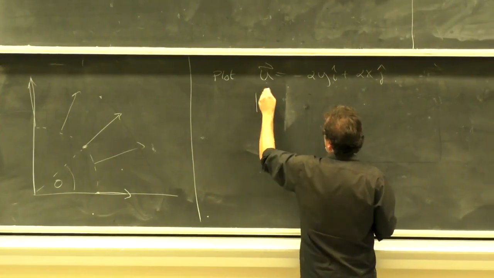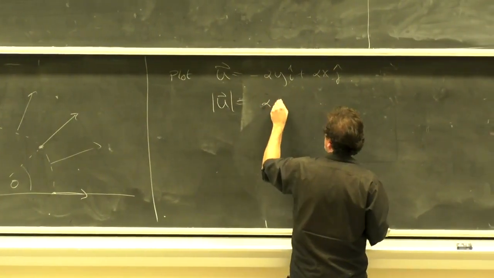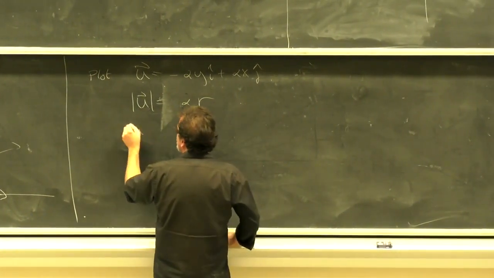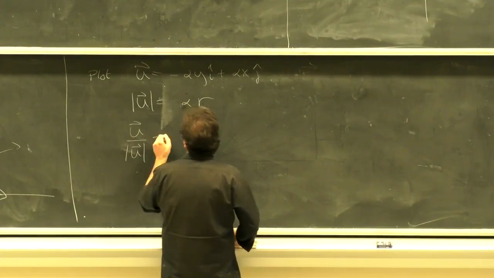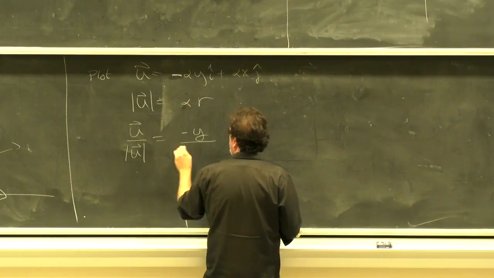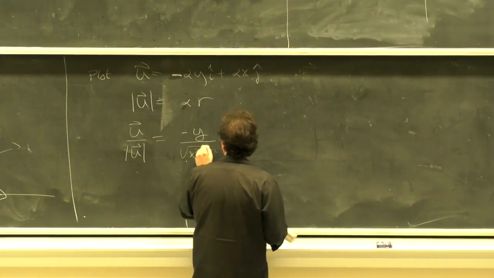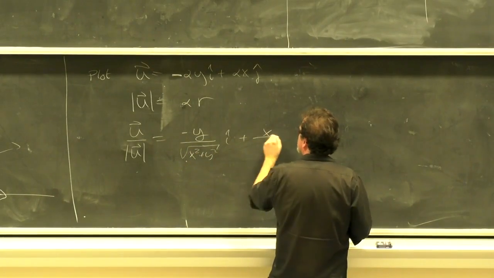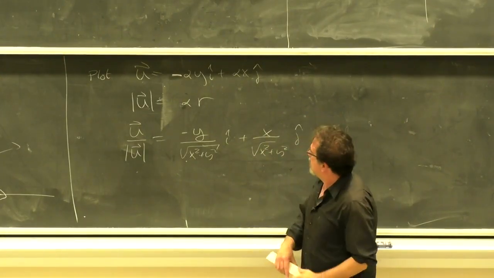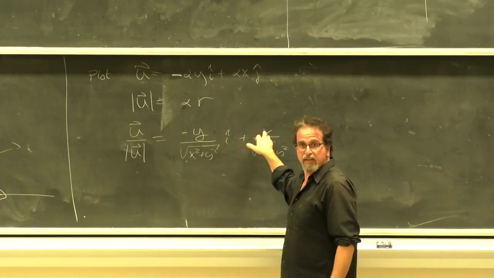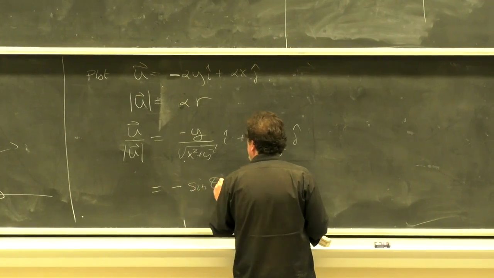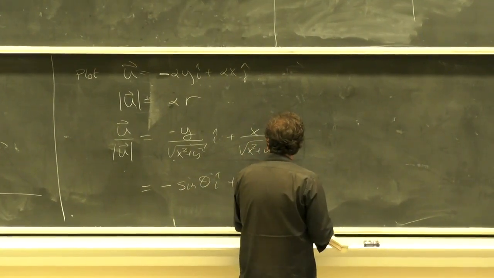What we said was that the magnitude of u is alpha times r, where r is the square root of x squared plus y squared. We already did that. And u divided by the magnitude of u is now equal to negative y over the square root of x squared plus y squared, i hat, plus x over the square root of x squared plus y squared, j hat. And again, y is r sine theta and x is r cos theta. So this is different now. This is negative sine theta i hat plus cos theta j hat.